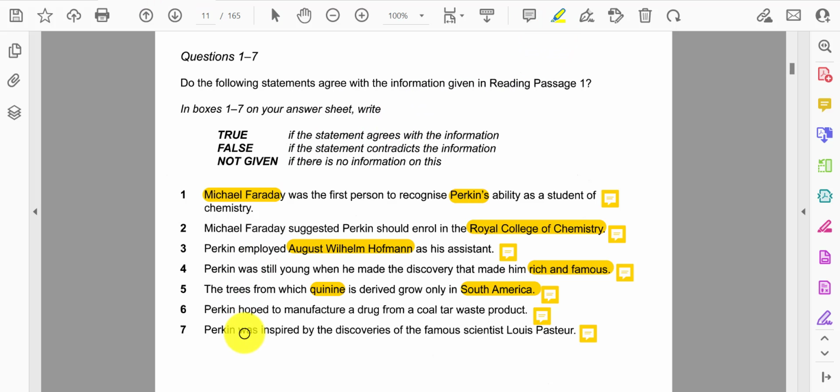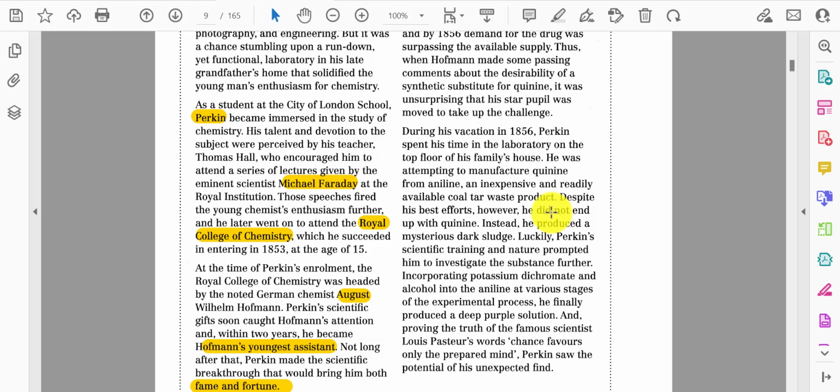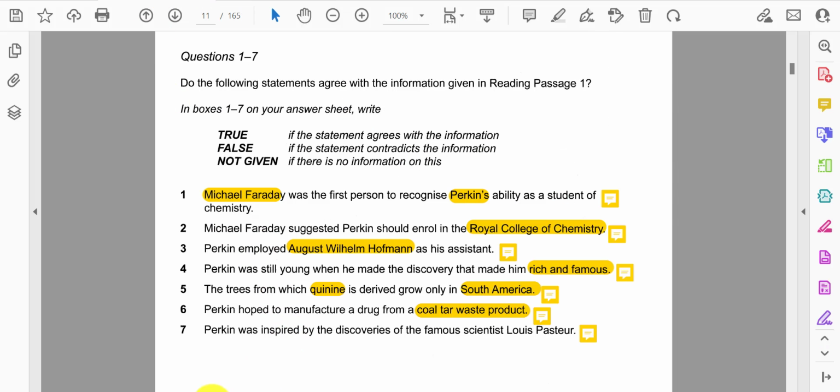Question number 6. Perkin hoped to manufacture a drug from a coal tar waste product. The question includes coal tar waste. Scan for the coal in the passage. Coal is just here. Underline it and read the question one more time. Perkin hoped to manufacture a drug from a coal tar waste product.